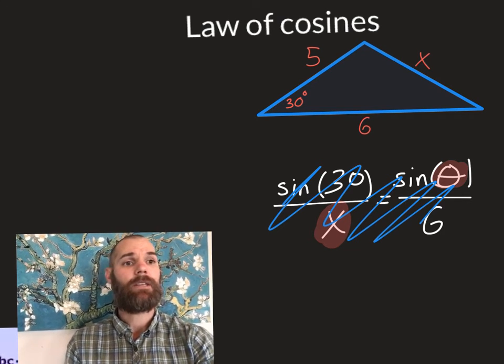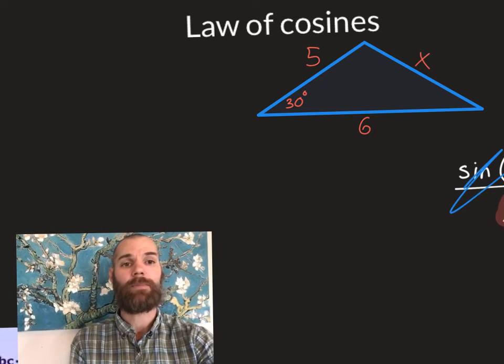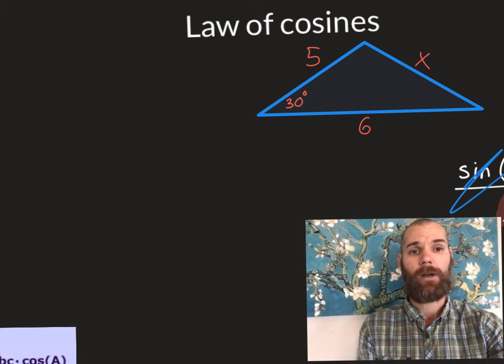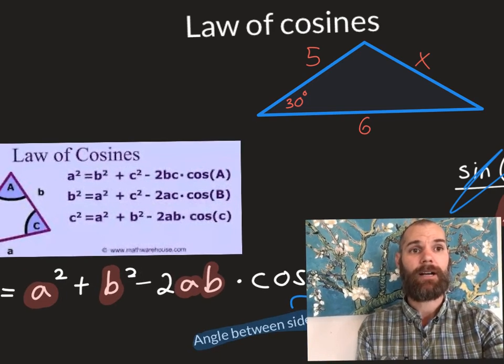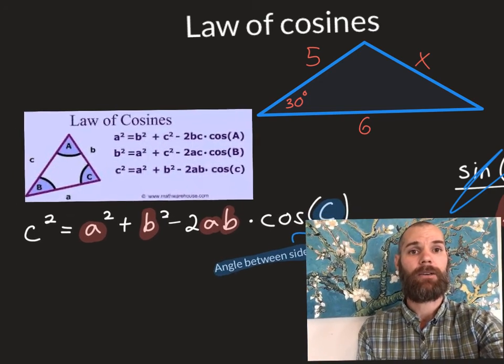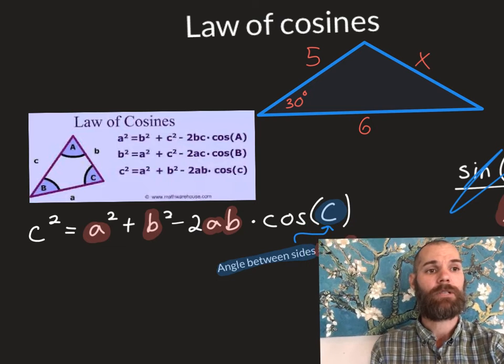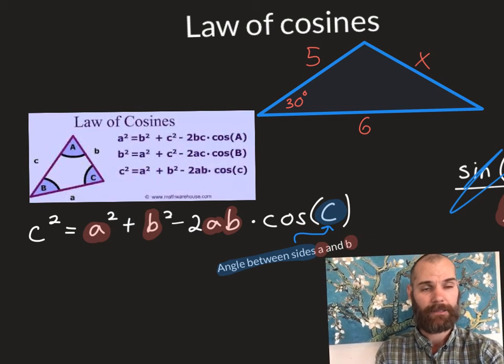And so this is the entire reason behind why we need something new. So why do we need this law of cosines? Because law of sines didn't work, and of course, since there's no right angle, I can't use SOHCAHTOA. So we're going to be introducing this idea of law of cosines.